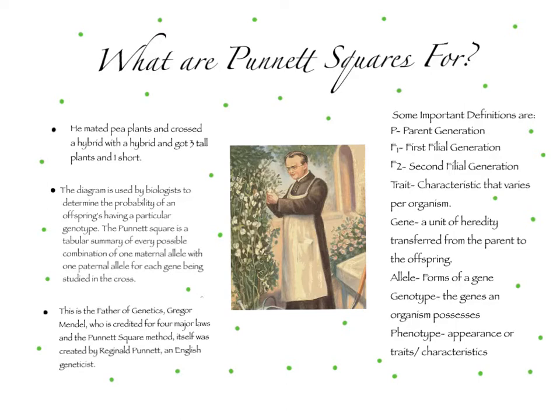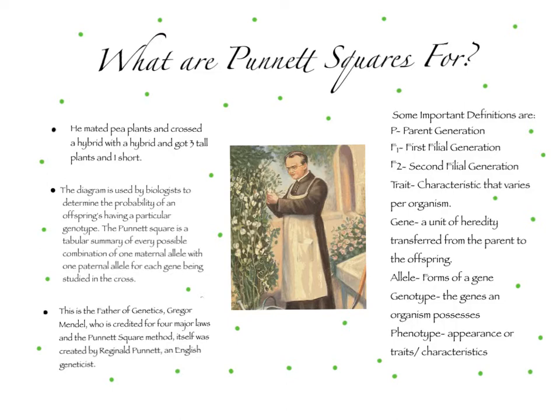So an example of a monohybrid cross is mating 2 pea plants, 1 tall and 1 short. This only deals with the height gene. An example of a dihybrid cross is mating a pea plant that is green and rough with a pea plant that is yellow and smooth. In contrast, this deals with 2 genes, the color gene and the texture gene.